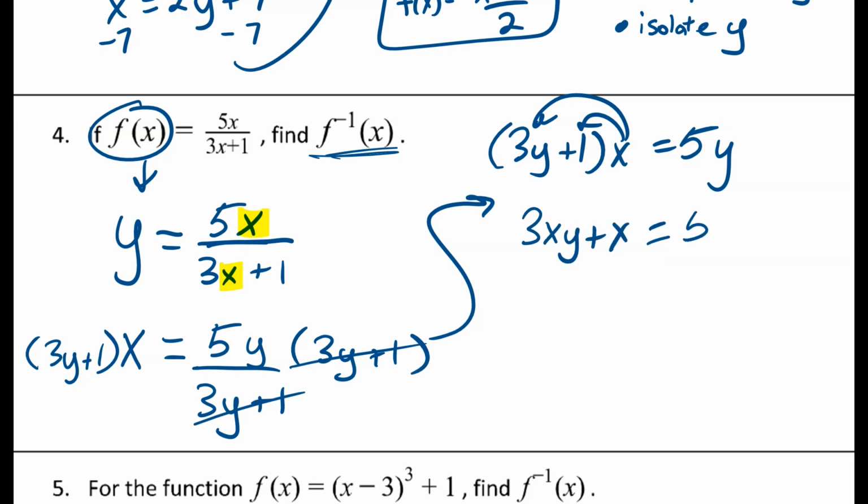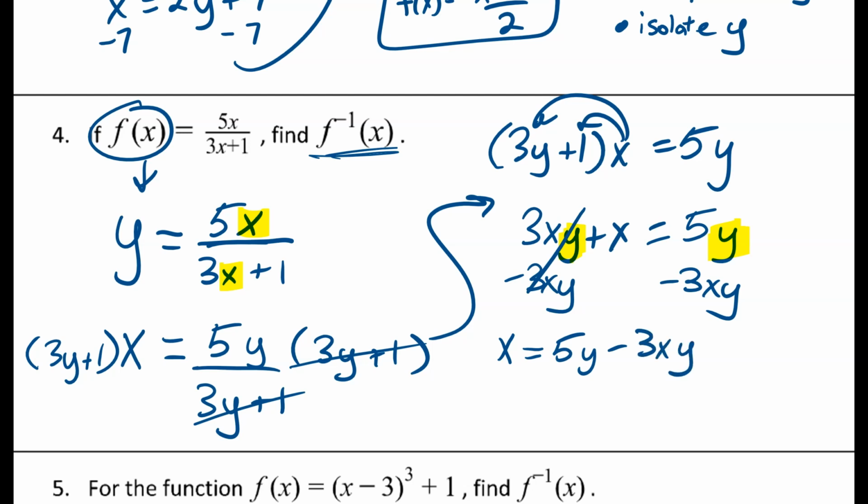equals 5y. And my goal here is to try to get all of my y terms together, because I have a y over here, and I have a y over here. And if I could somehow get those to the same side of the equation, maybe I could factor them out and get something going. So I'm going to subtract 3xy on both sides. It reduces to 0 here, and I just have x equals 5y minus 3xy.